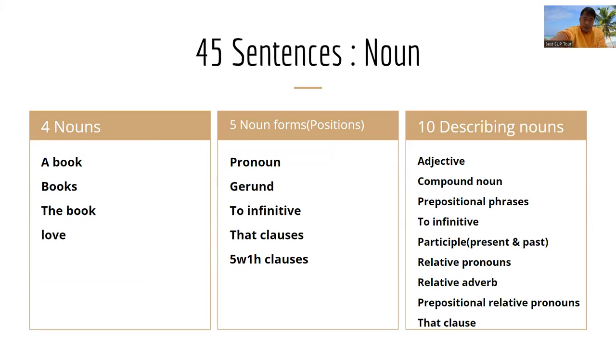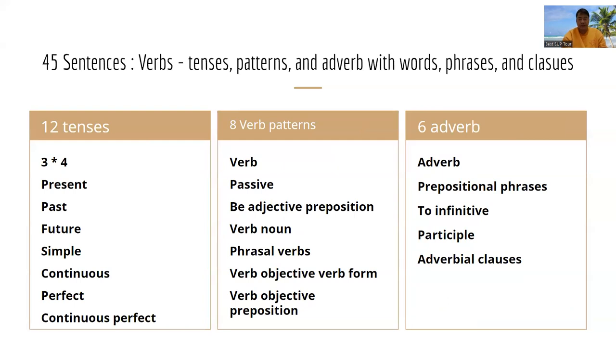Now, I'll talk about the 45 sentence patterns. Using the 45 sentence patterns, we can make sentences better. There are six categories: three and the other three.